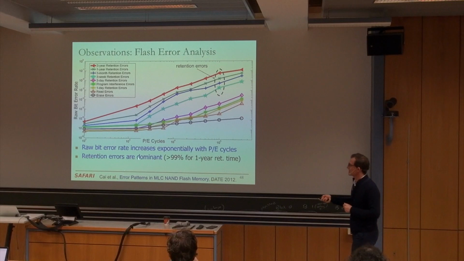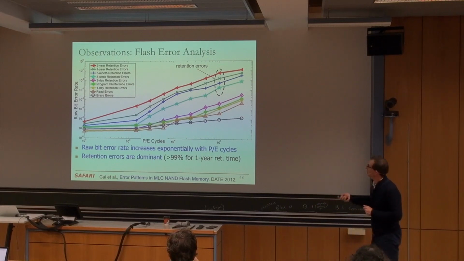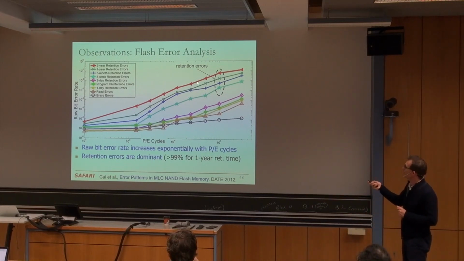And the second interesting thing is retention errors are dominant. For example, if you want to read data after 1 year, that's the 1 year retention errors over here. That's this curve over here, the red one. Not the red one, the thing below the red one, the green one. You see that more than 99% of the errors that you have at a PE cycle of 10 to the 5 is mostly retention errors.